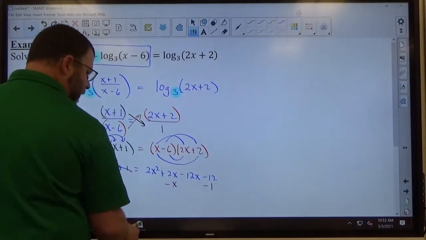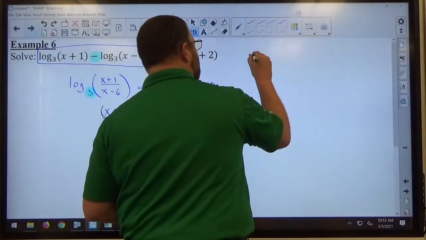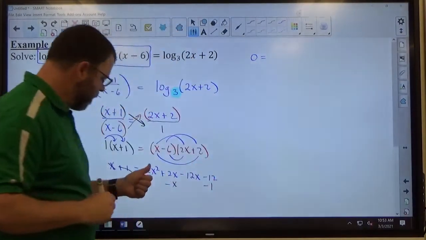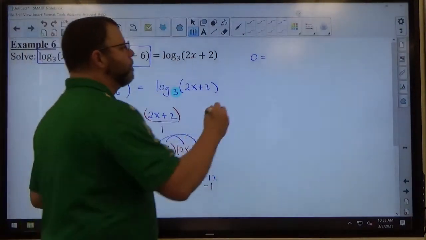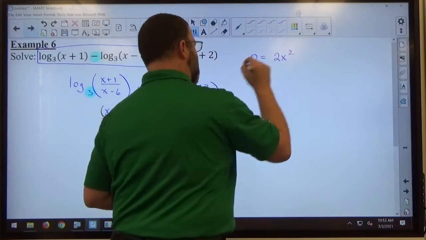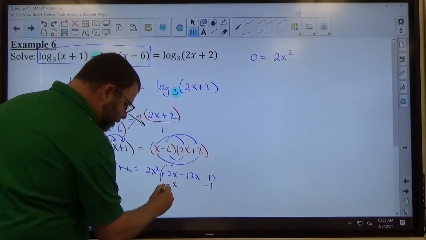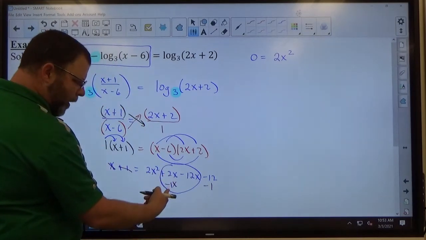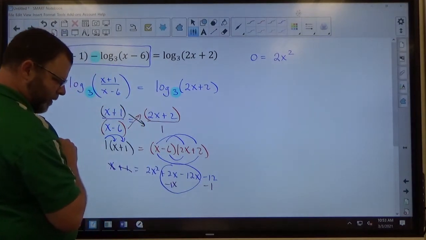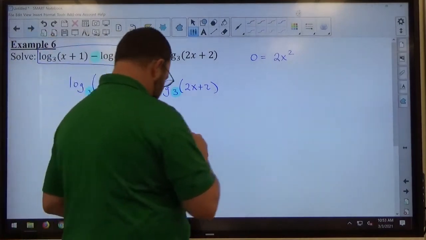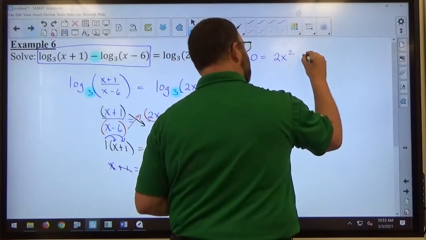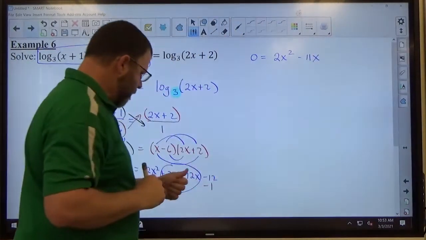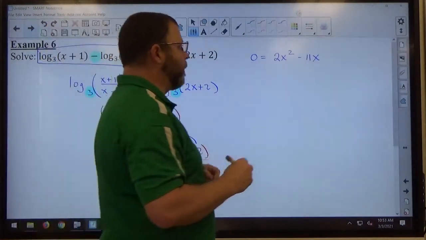And you can see altogether we have 0 equals. I have a 2x squared. That's the only x squared object. All three of these guys are x's, right? So 2x minus 1x minus 12x makes minus 11x. And then minus 12 minus 1 makes minus 13.